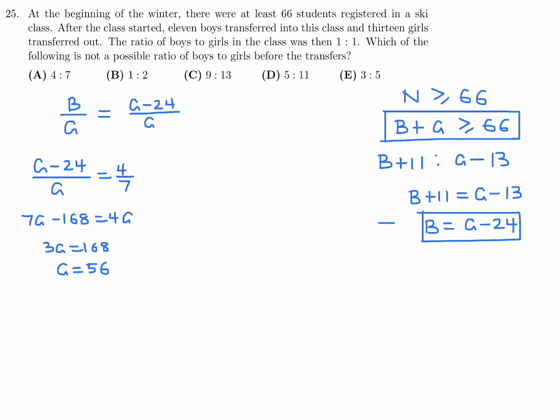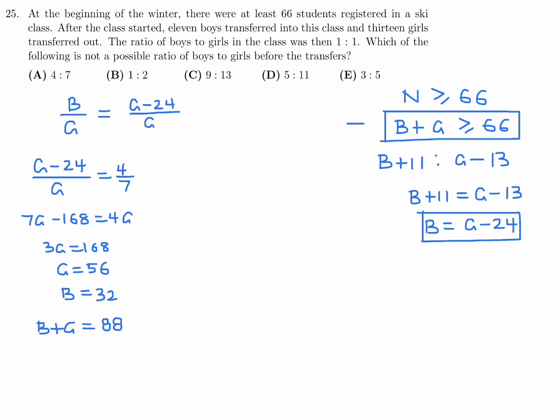And when you do, you get b is equal to 56 minus 24, which is 32. Okay, now you say, well, those work in terms of integer values, but how do I know that that's good to keep? Like, how do I know this is possible? Well, you have to add up b plus g. And that gives me 88.